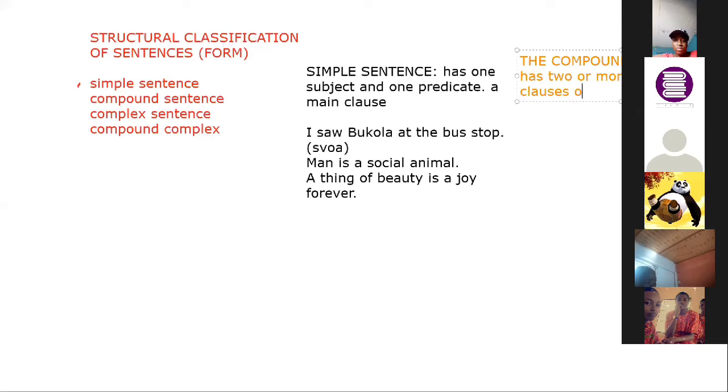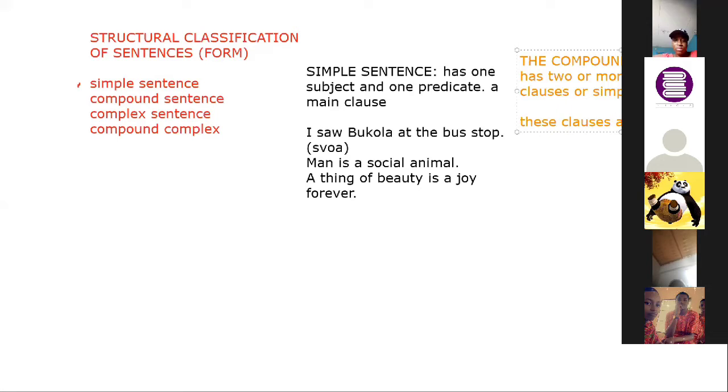Or what? Or simple sentences. Do you understand me? It has two or more simple sentences. Do you get what I'm trying to say? These simple sentences, two or more simple sentences, they are usually joined. We join these simple sentences. These clauses are joined.